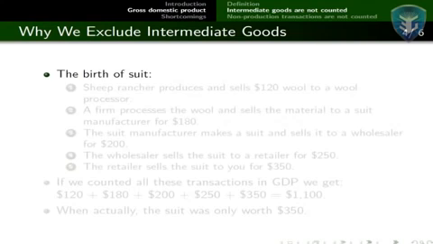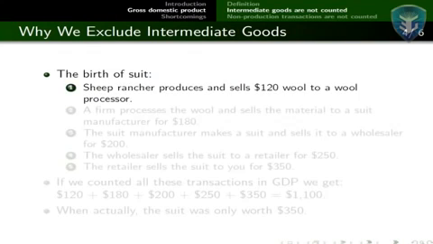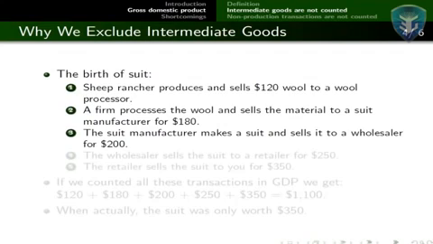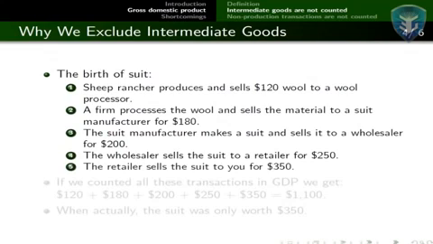So, let's use an example to illustrate why we do not count intermediate goods. Let's talk about the birth of a suit. A sheep rancher produces and sells $120 worth of wool to a wool processor. That firm processes the wool and sells the material to a suit manufacturer for $180. The suit manufacturer makes a suit and sells it to a wholesaler for $200. The wholesaler stores the suit, ships it around the country, and eventually sells it to a retailer for $250. And the retailer sells the suit to you for $350.